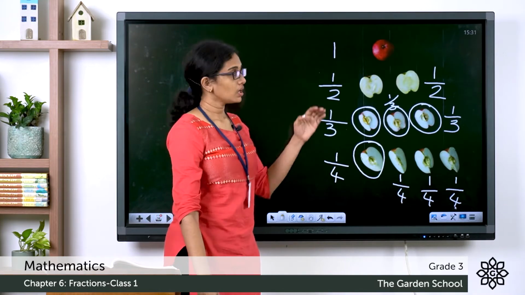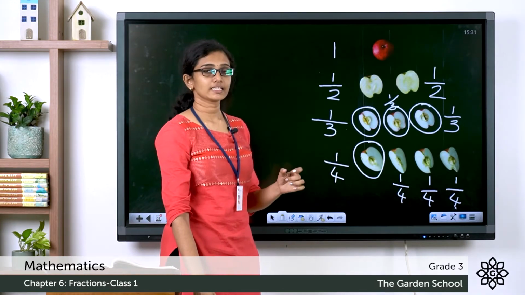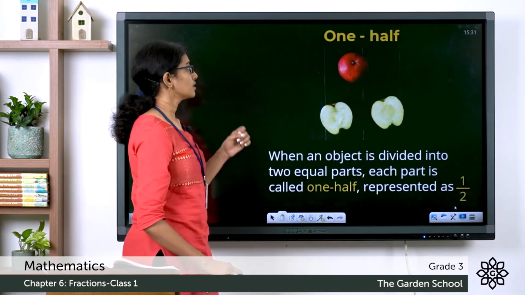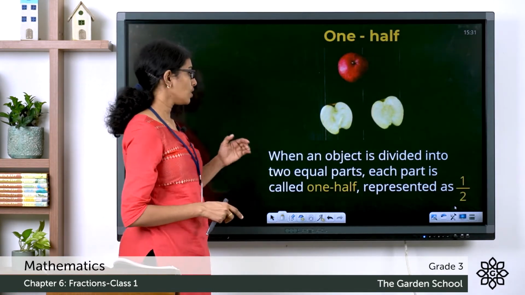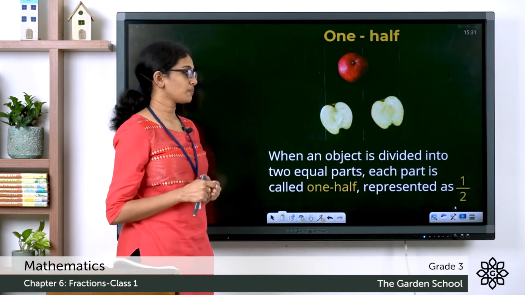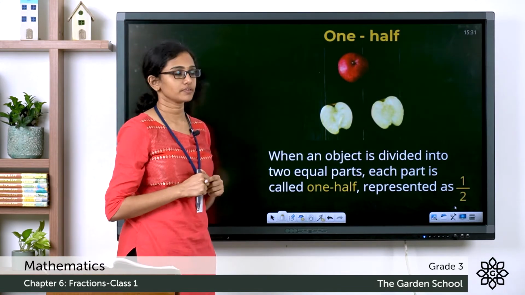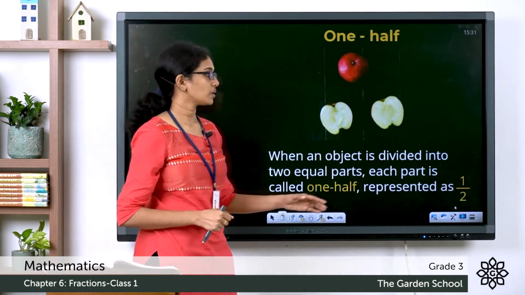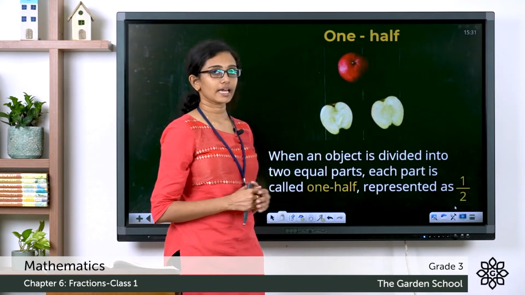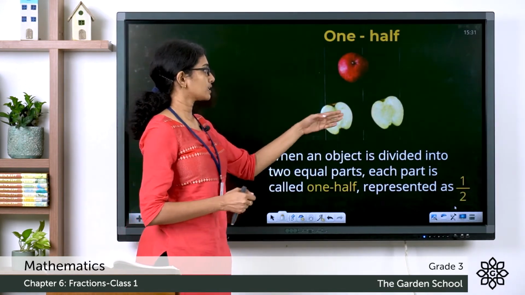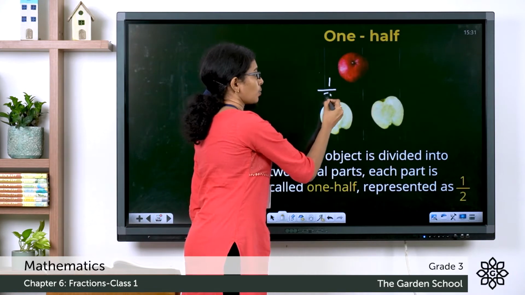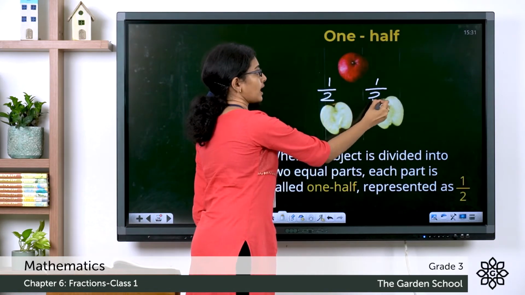Clear? Now let's look at each of these cases once again. 1/2. When an object is divided into 2 equal parts, each part is called 1/2, and it is represented by 1 by 2. Like in this case, one apple is divided into 2 parts, and each part will be 1 by 2, or 1/2.